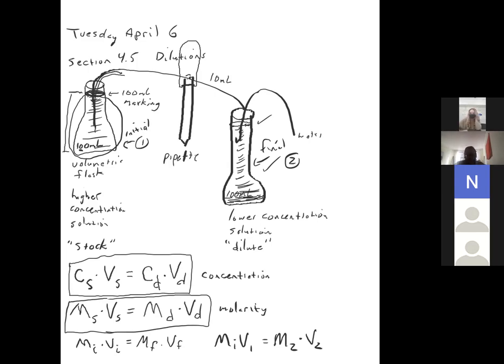The point is, whatever the concentration is in the stock times the volume that you take out is equal to the concentration of the dilute solution times the total volume of that dilute solution. So in this case, VD or VF or V2 would be 100 ml.